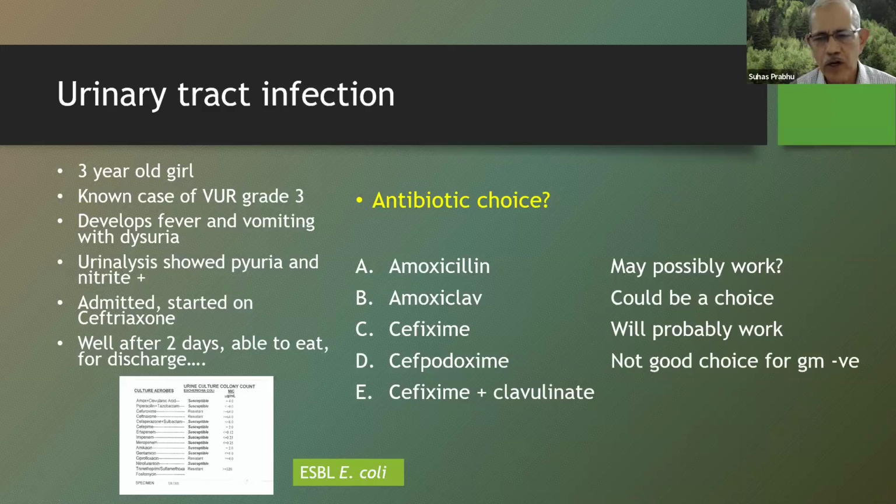Cephalosporins with gram-positive coverage are not a good choice because it's primarily a gram-negative organism. Why use one that has gram-positive coverage? Cefixime-clavulanate, again the clavulanate, like in amoxiclav, is unnecessary. So the correct choice in this patient is either amoxiclav or even cefixime will work, or even amoxicillin may work.